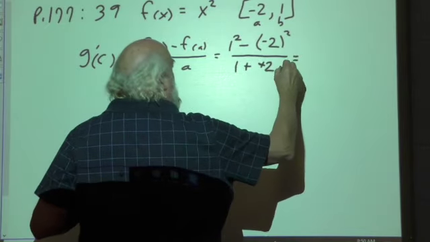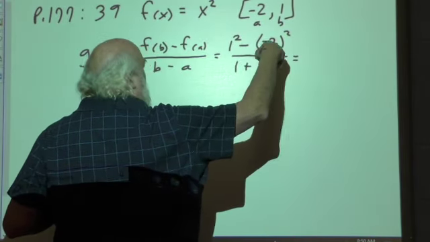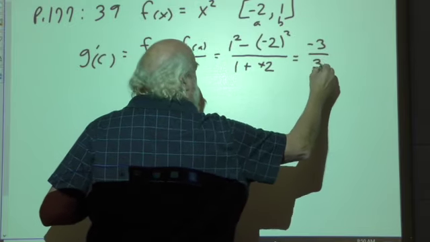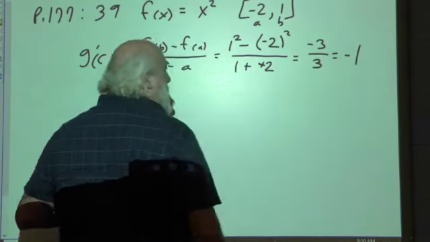And this is going to give you then 1 minus 4, which is -3 on top, 1 plus 2, which is positive 3 on bottom. And so your slope is -1.